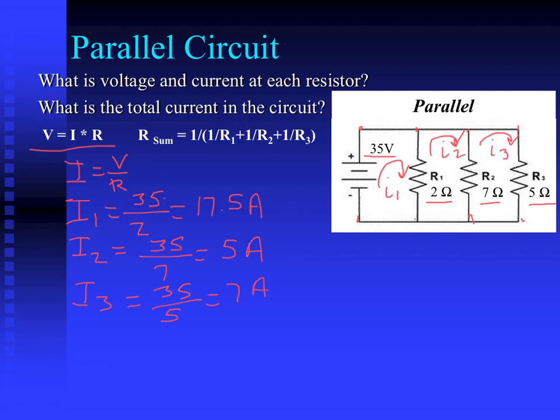Now the total current is just going to be the sum of all 3 of those currents. That will be the total current. So that's going to be the 17.5 plus the 5 plus the 7. So that says what we have. We have 29.5 amps total.